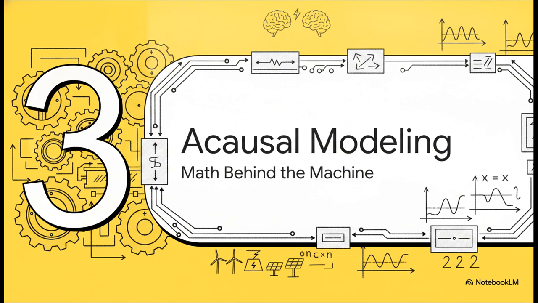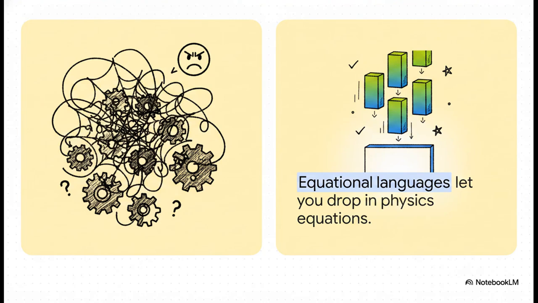Moving on to Section 3, Mastering Acausal Modeling, the math behind the machine. This software introduces a completely different paradigm for engineers. With traditional imperative languages like C++ or Fortran, you have to write explicit step-by-step algorithms. Actually, scratch that. It's more like writing a ridiculously complex instruction manual from scratch just to calculate specific variables. It's exhausting back-end work. But Modelica, it's an equational language.